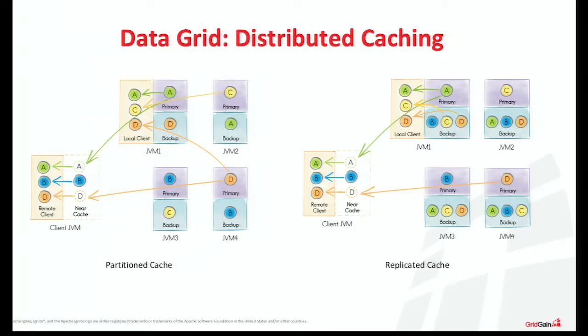So in a replicated scenario, you have extreme high availability. Every node in the cluster contains exactly the same data set. On the partition side of things, we optimize for capacity. Naturally, in the replicated case, you are limited by the size of a single node. On the partition cache, you're limited by the size of the entire cluster.